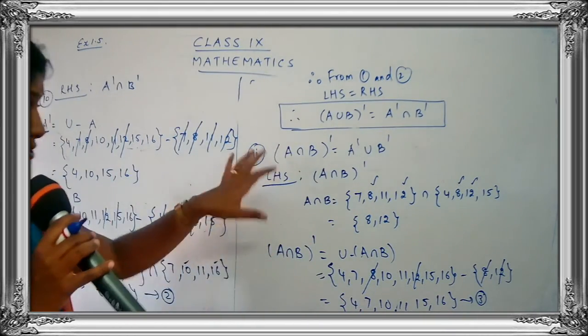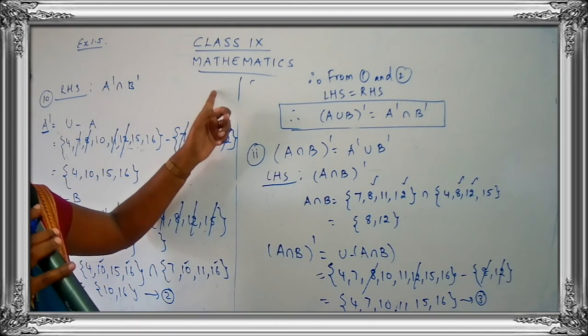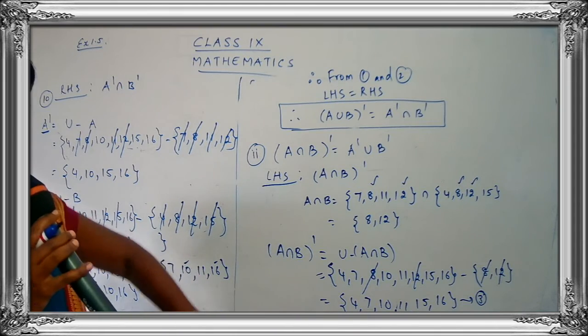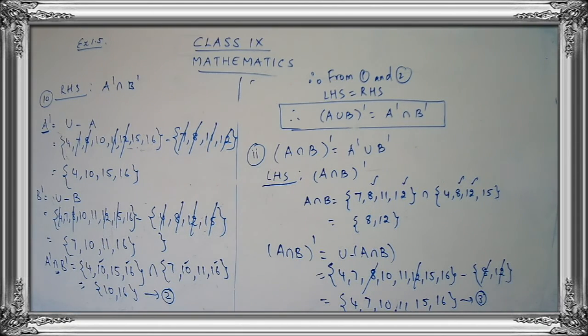We have already used 1 and 2 for the first part, so I'll be using 3 and 4 here. So I have found A intersection B the whole dash. It's 4, 7, 10, 11, 15, 16. I have completed the LHS part. It's very simple. You have to just keep following the steps properly. Very easy part.